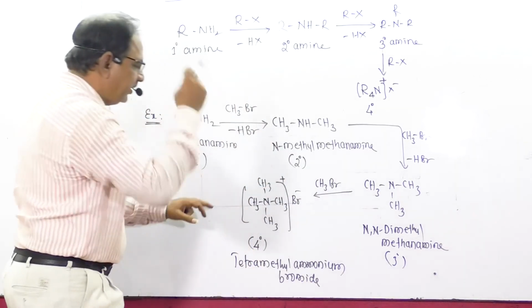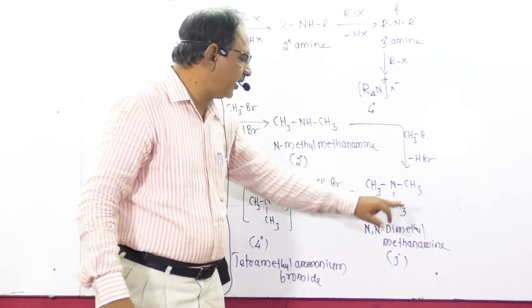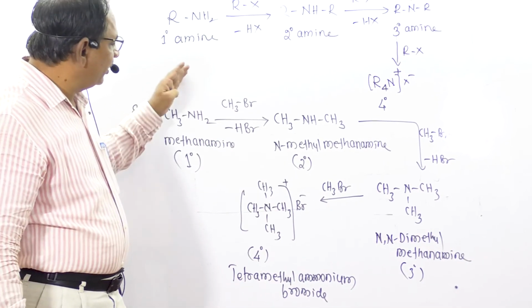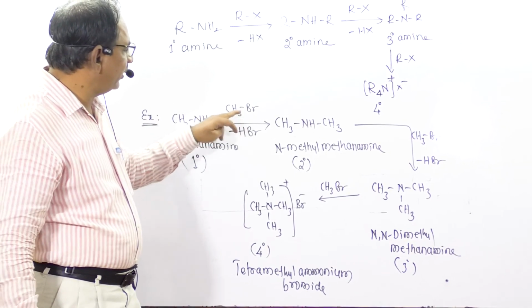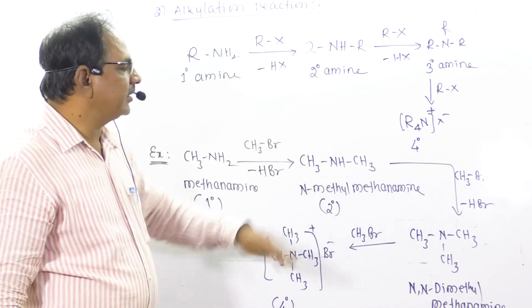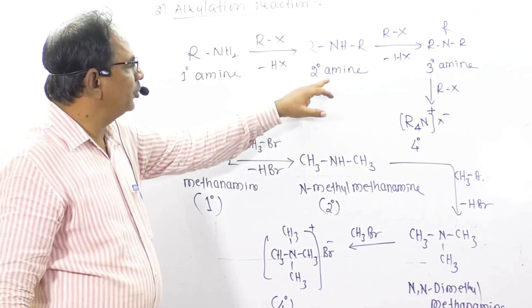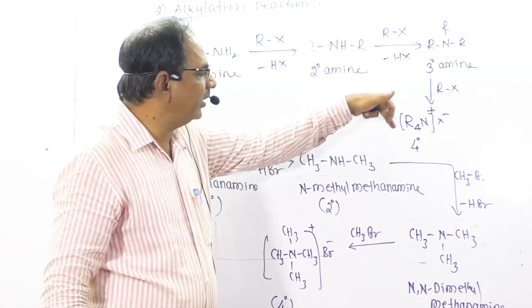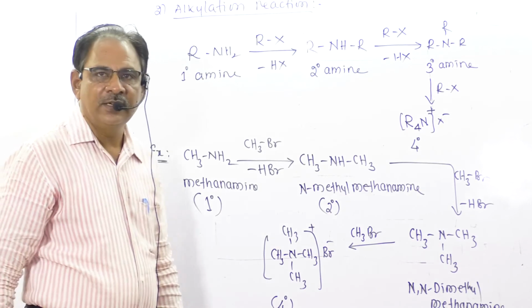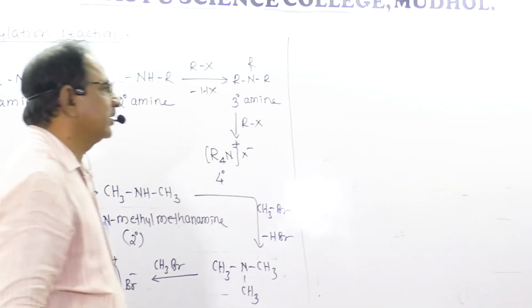So the reaction is continued until all the hydrogen atoms are replaced by the alkyl group, then the quaternary ammonium salt is formed. So instead of using CH3Br, if you use C6H5Br, then aromatic amines are formed. So primary amines are converted into a mixture of secondary, tertiary and quaternary ammonium salt. This reaction was already discussed in the synthesis of amines by the ammonolysis method.